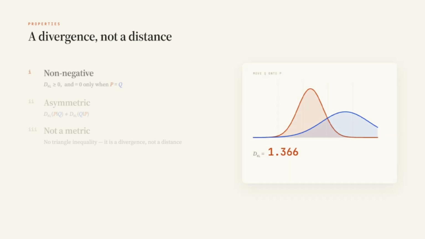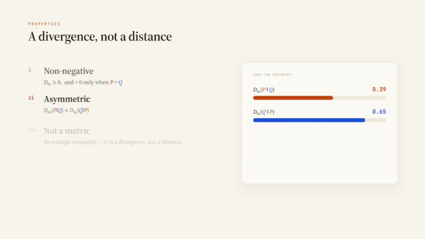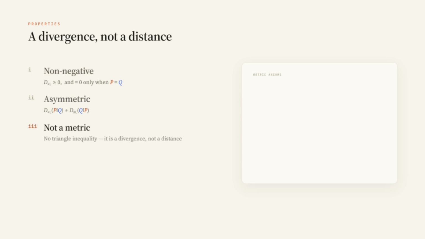KL divergence has three properties. First, it's always non-negative and exactly zero when Q perfectly matches P. Second, it's asymmetric. Swap P and Q and you generally get a different answer. And third, it breaks the metric axioms, so we call it a divergence, not a distance.